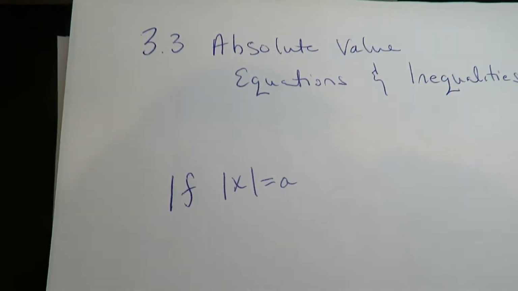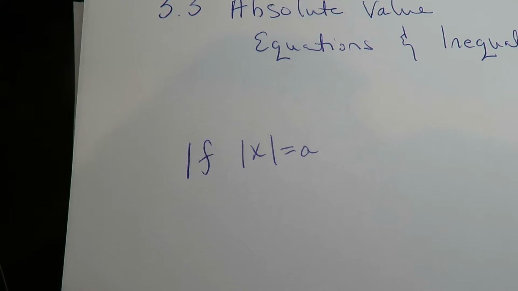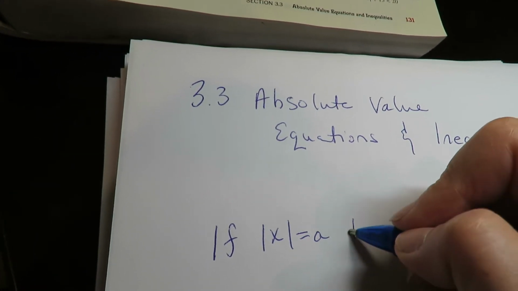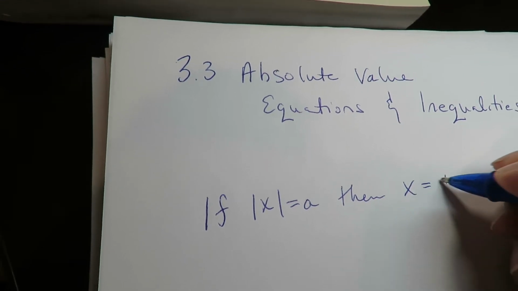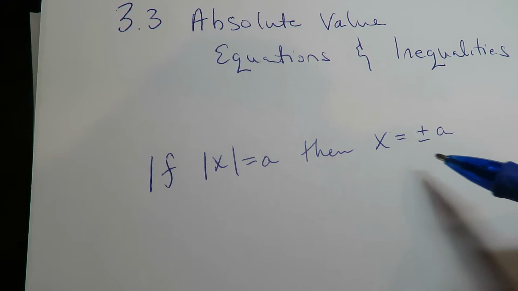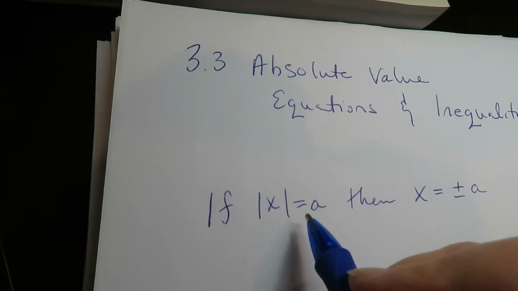Okay, so the first rule you have is when the absolute value of x is equal to a. So if this is equal to a, then what x would be is positive or negative a. Now that's shorthand for x is positive a or x is negative a. So that's the first case, when you have an equal sign.